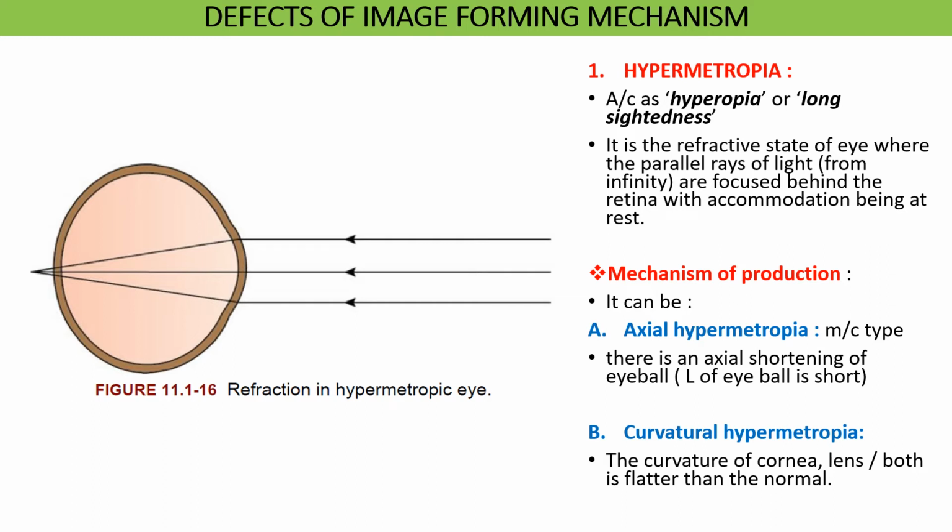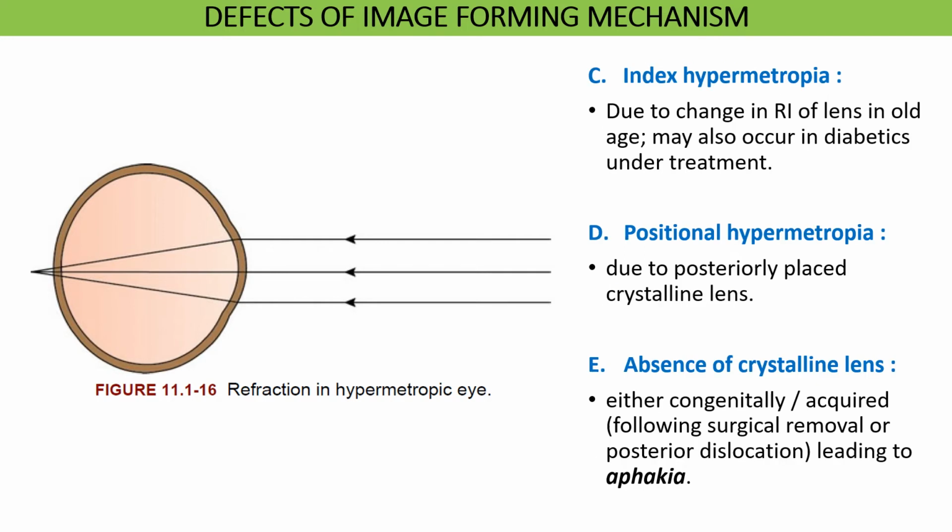It can be axial hypermetropia, which is the most common type. It can be curvational hypermetropia or index hypermetropia. It can be positional hypermetropia, and it can be due to the absence of the crystalline lens. A person suffering from hypermetropia will have the following characteristic features or signs and symptoms.